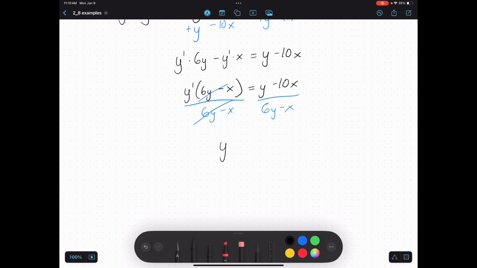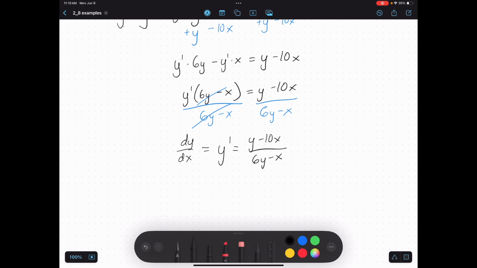And I'm left with y prime is equal to y minus 10x over 6y minus x. Remember, y prime is just another way to write dy over dx. So I found my derivative. My derivative is this function that's in terms of both y and x, but it's y minus 10x over 6y minus x. So at this point, if your problem gave you a coordinate point, you could plug that coordinate point in to find what the slope is at that specific point. Right? That's what the derivative tells me. It tells me what the slope is at that point.